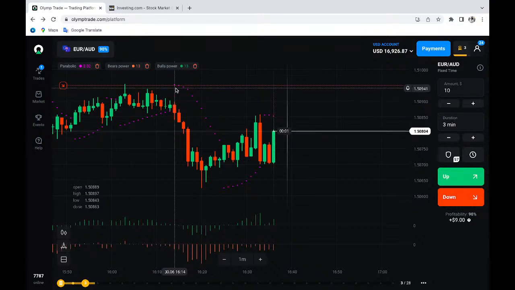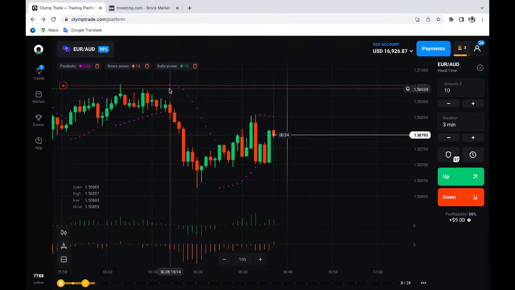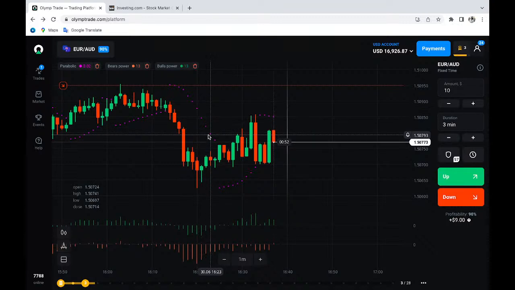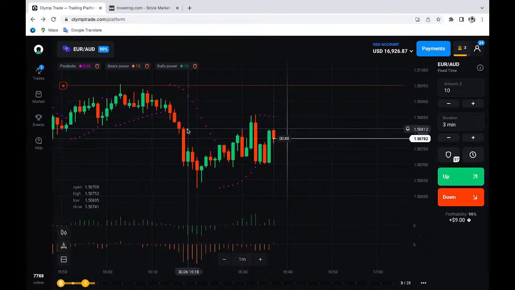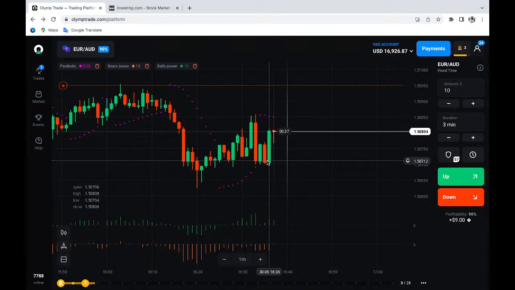Here you can see these dots, the purple color dot. It's a parabolic indicator. When the parabolic is moving top to bottom like this, or you can say when the candles are below the parabolic, it's basically a downtrend. When the candles are above the parabolic, or when the parabolic is moving bottom to top, that is an uptrend. It shows us uptrend.